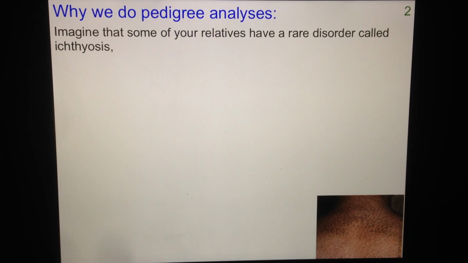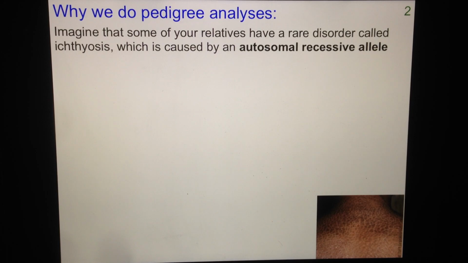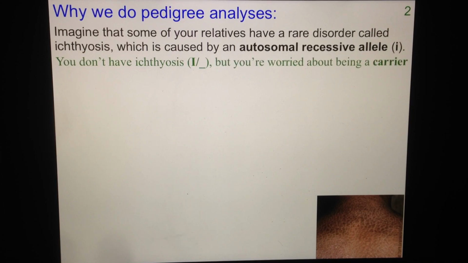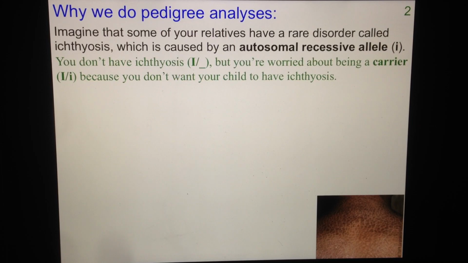Let's imagine that some of your relatives in your family have a rare disorder called ichthyosis, and this particular form of it is caused by an autosomal recessive allele. We're going to give that a lowercase letter, so lowercase i for that mutant allele. Now the good thing is you don't have ichthyosis, so we know for sure that you have one dominant normal allele, which is why you don't have the disorder. But you are worried that you might be a carrier, meaning that you have a normal one, but you also have the disease allele, and you're worried because you don't want to end up giving that allele to your child and having him or her have ichthyosis as well.